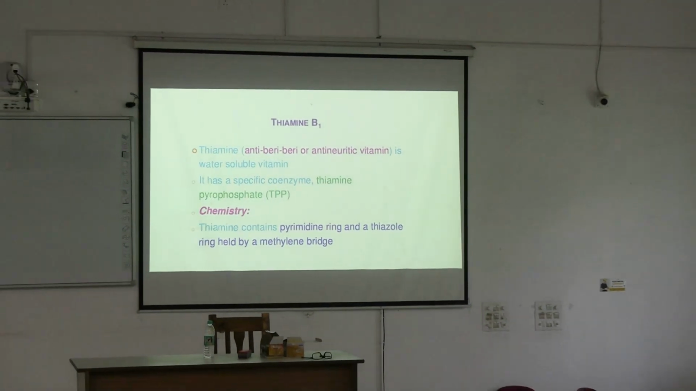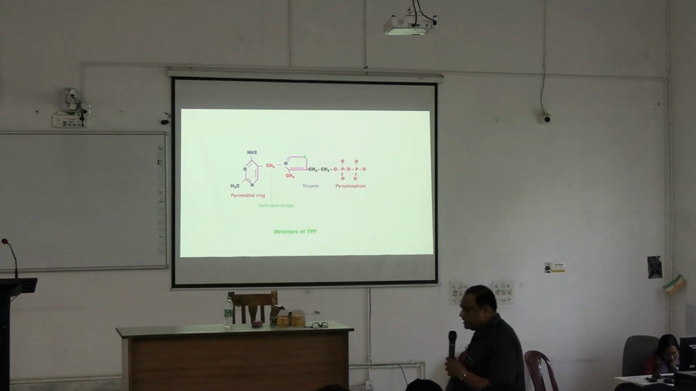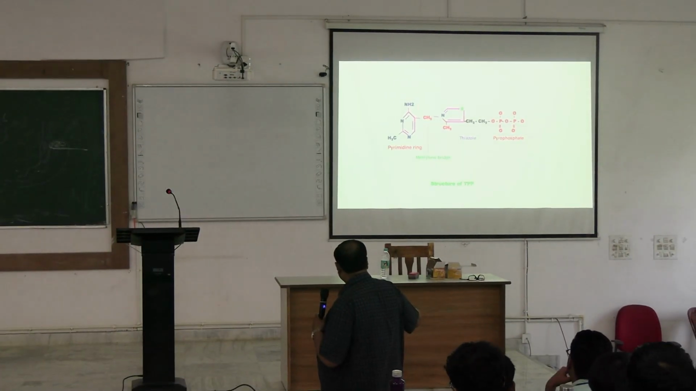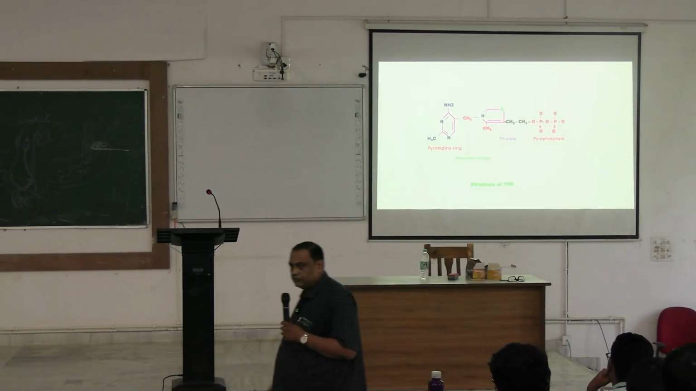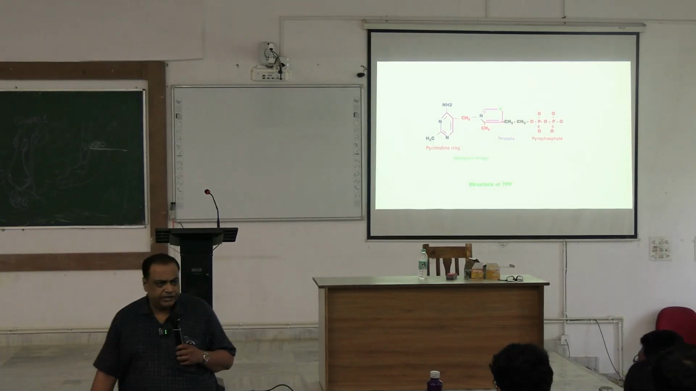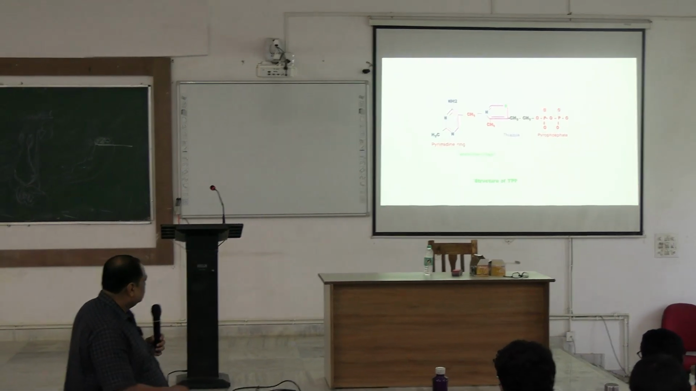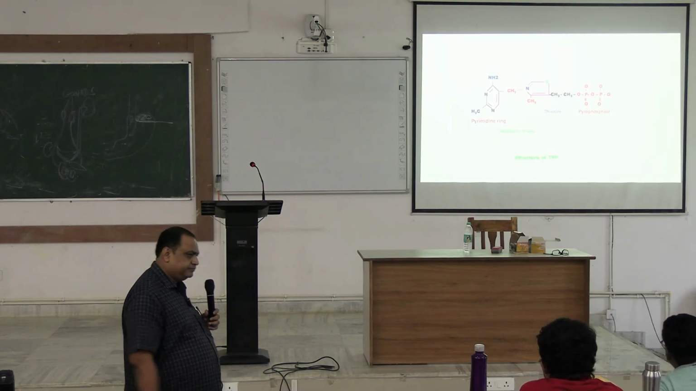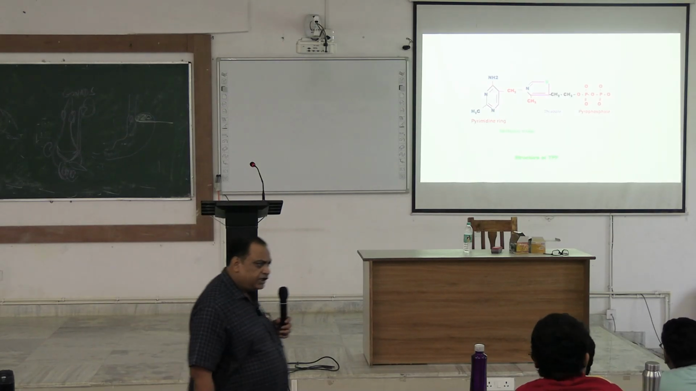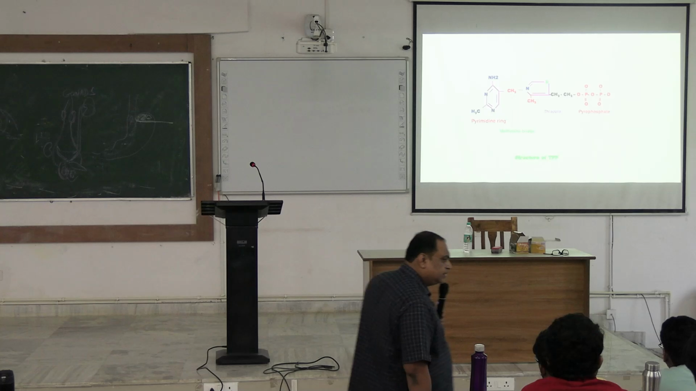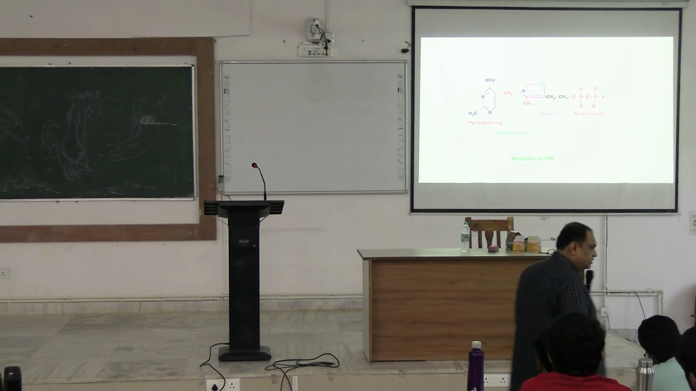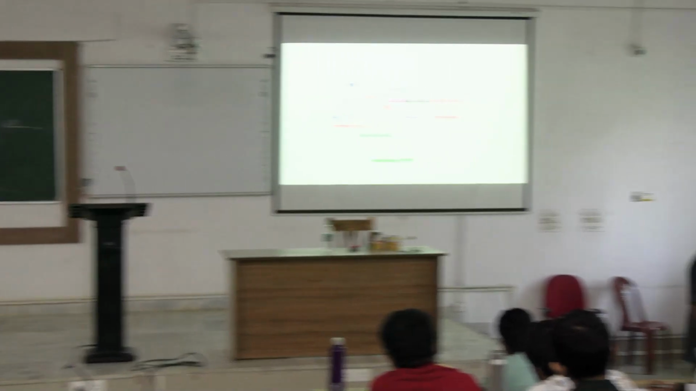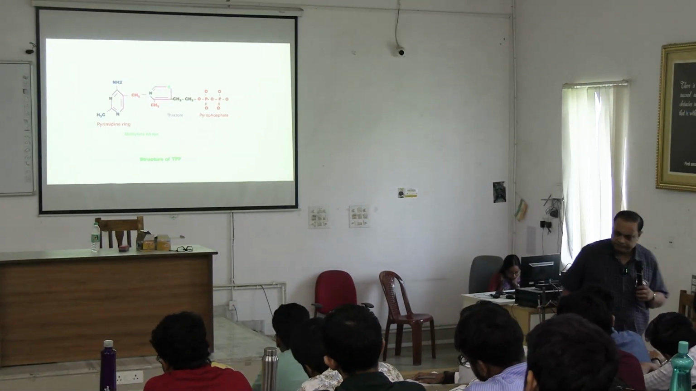The structure of thiamine pyrophosphate is like this. It contains three parts. One is the pyrimidine ring. Second is the thiazolium ring, and pyrophosphate. Pyrimidine, thiazolium and pyrophosphate. Thiamine pyrophosphate is the active form or coenzyme form of thiamine.